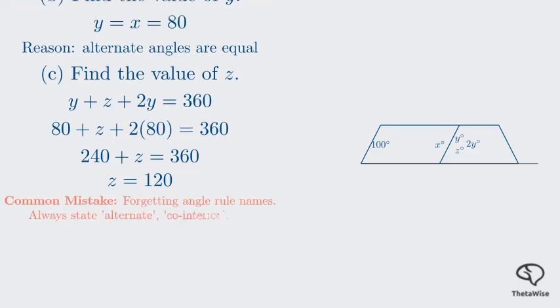Common mistake, forgetting the names of the angle rules. You must state alternate or co-interior to get the reasoning marks.